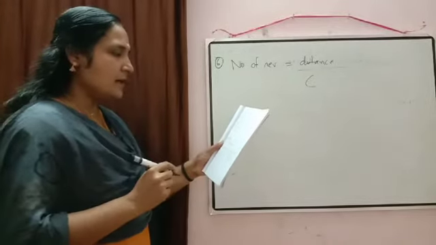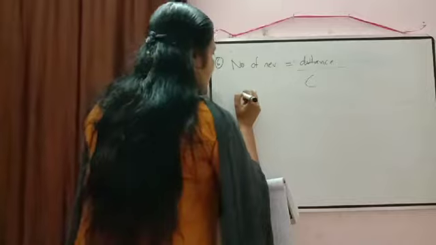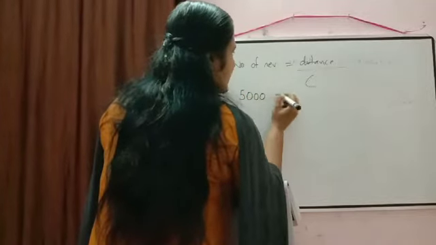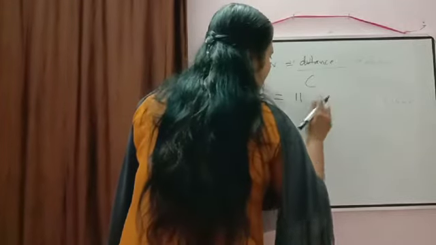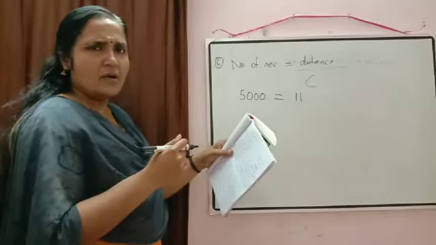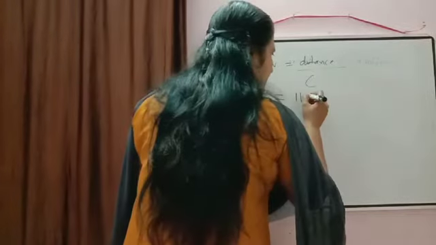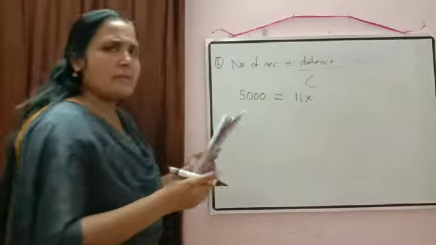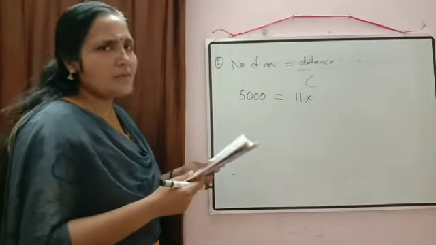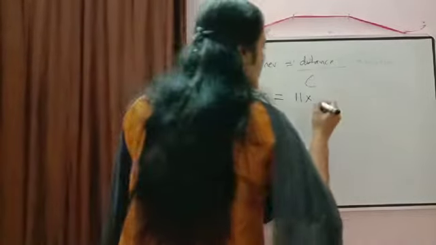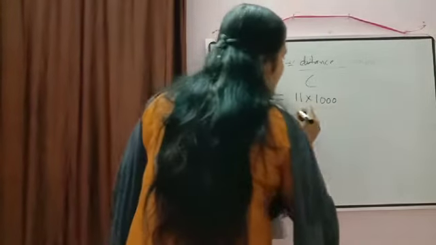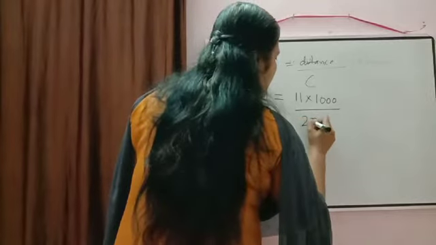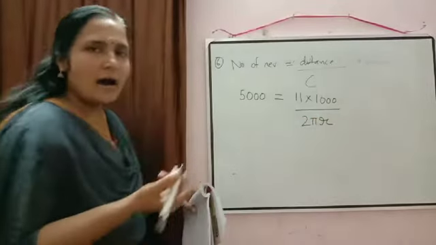Now we will substitute the values. Number of revolutions, how much? Given 500 is equal to total distance covered, 11 kilometer. Shall we convert 11 kilometer into meter? So what will come? 1 kilometer is equal to how many meter? 1 kilometer is equal to 1000 meter. So 11 kilometer will be equal to 11 into 1000 meter by circumference. And the formula for circumference is 2 pi r.